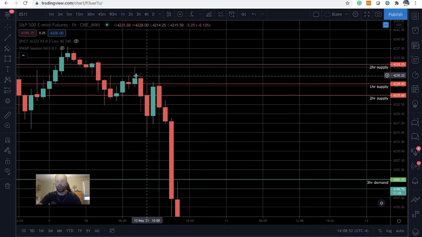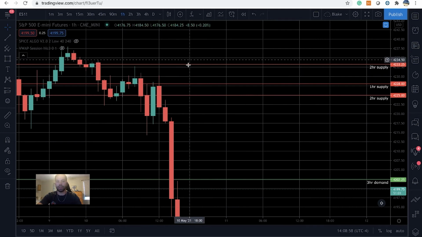And so I don't like the fact that it already got retested once, because that means that some of the orders got taken up. But because there's so many supply zones in this spot and the sellers are so strong in this area, I'm going to leave it on.